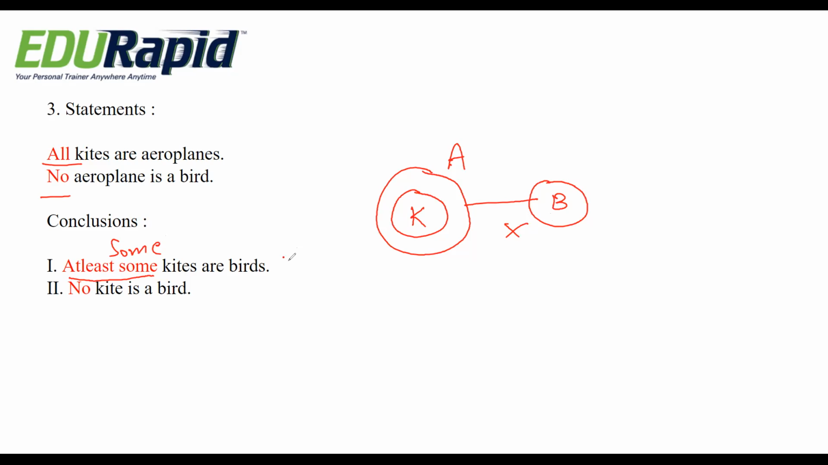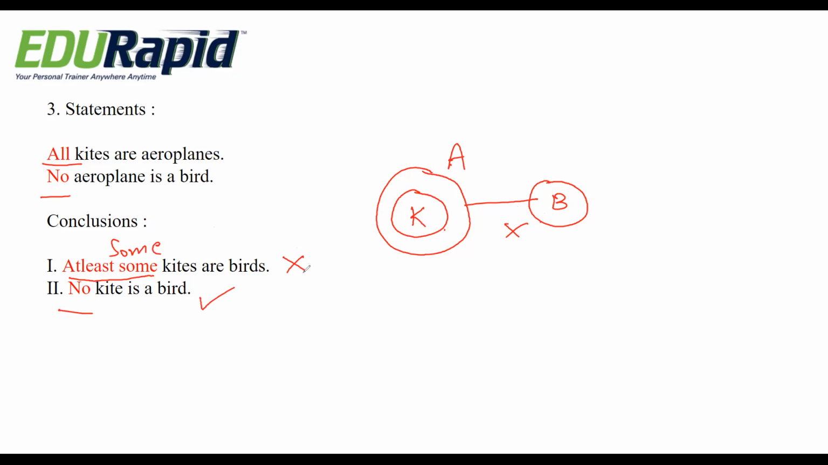No. Because it should be directly connected to each other. Some means both circles should be connected. Here it is not connected. And also the second conclusion, no kite is a bird.